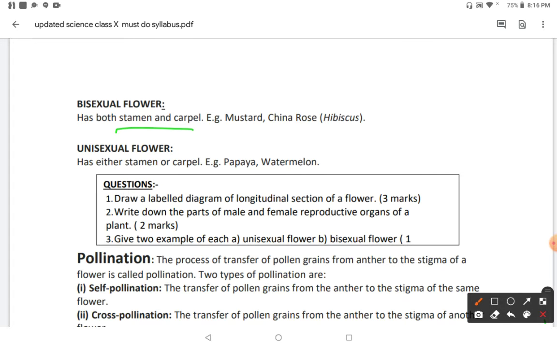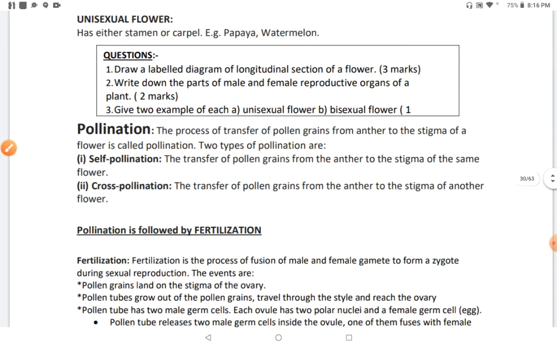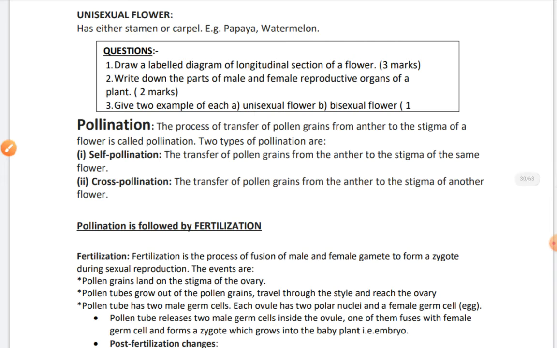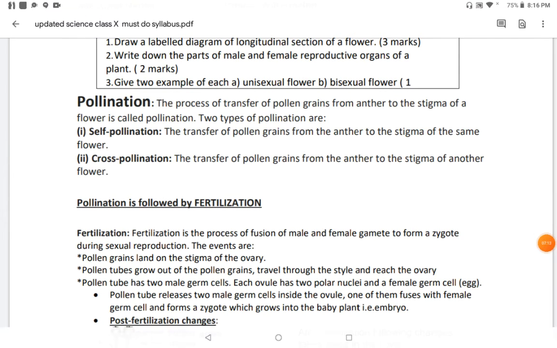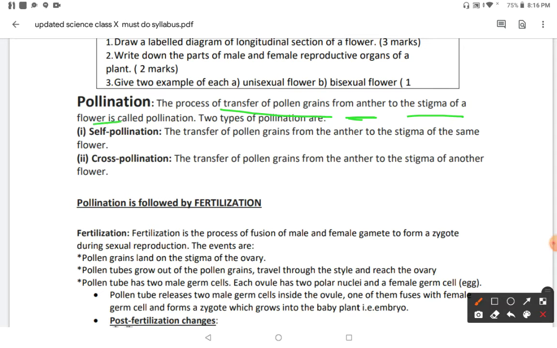Now, how does pollination occur in flowers? What is pollination? The process of transfer of pollen grains from the anther to the stigma of the flower is called pollination. And pollination is of two types. One is self pollination, the other is cross pollination. When the transfer of pollen grains from the anther to the stigma, male to female, takes place in the same flower, just like your bisexual flower, hibiscus, China rose, that is self pollination.